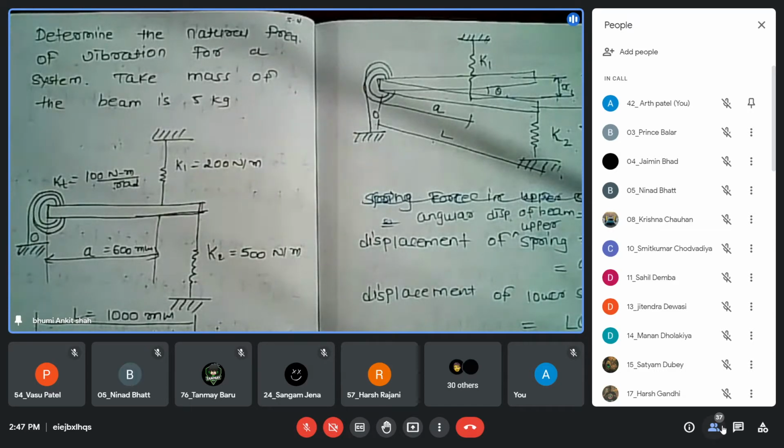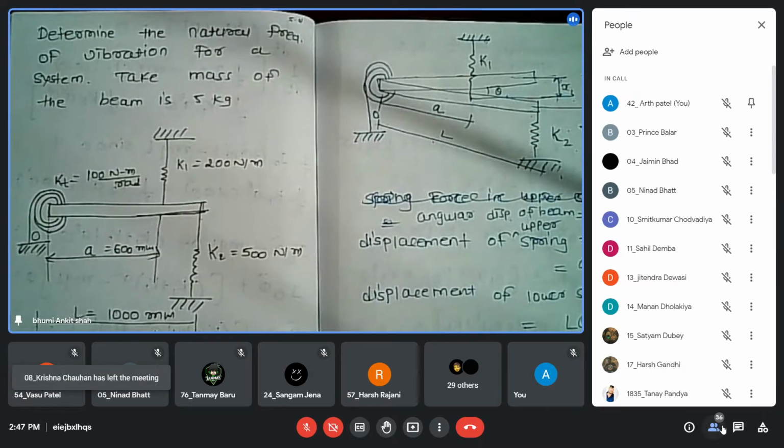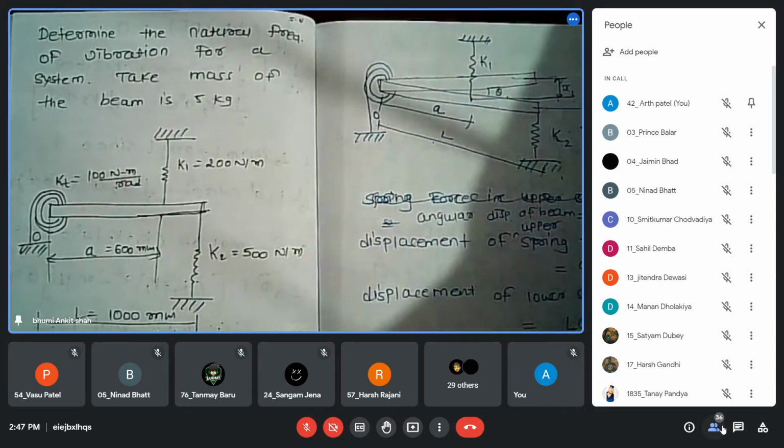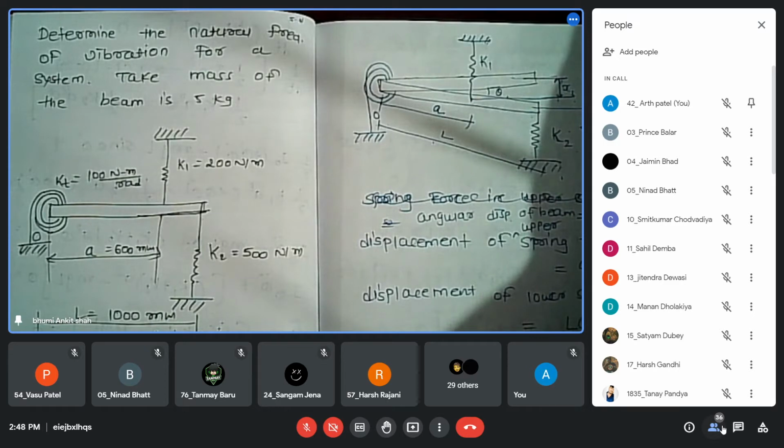So this is the problem. Tell me, you have to consider kinetic energy for spring, for beam, for torsion spring, or for this linear spring. Jessica, can you tell me? We have to consider kinetic energy for which component?